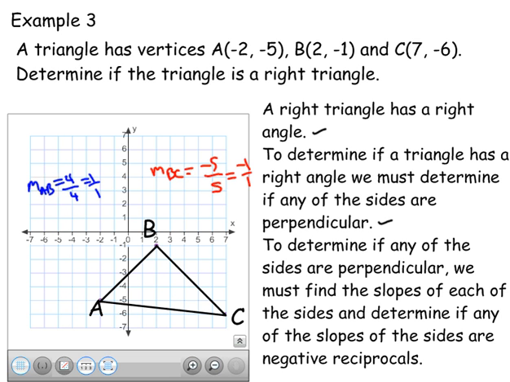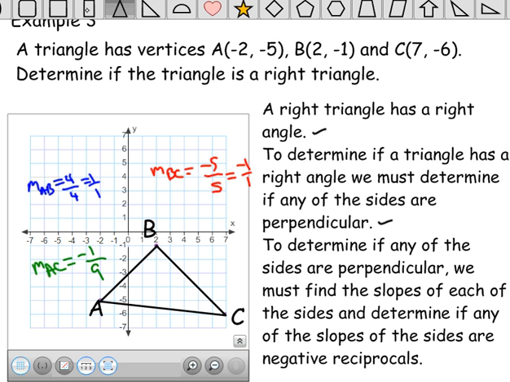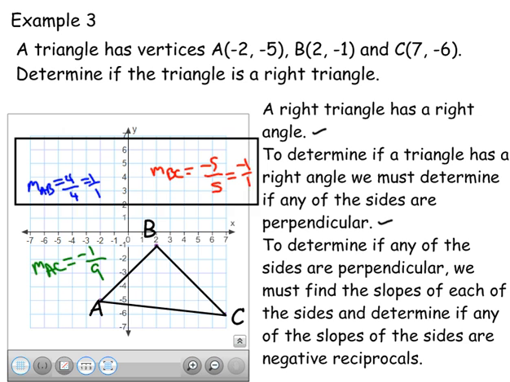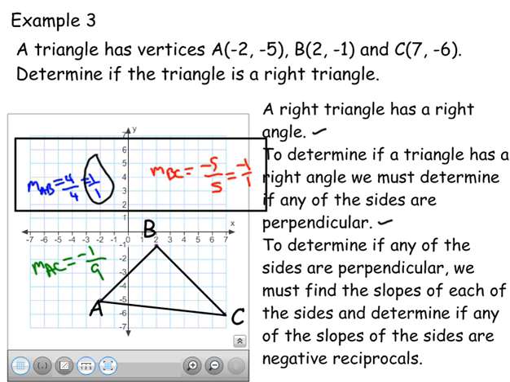And the slope of AC is also negative. It goes down 1 over 2, 3, 4, 5, 6, 7, 8, 9. So the slope of AC is equal to -1 over 9. So what do we notice? You're going to notice, or you should notice, that the slope of AB and the slope of BC are actually negative reciprocals. 1 over 1 is the negative reciprocal of -1 over 1.